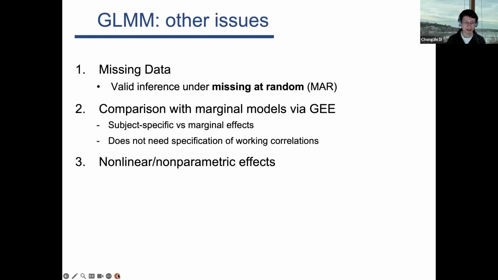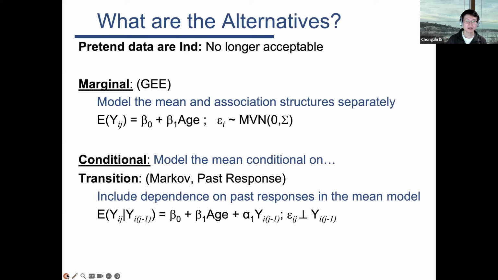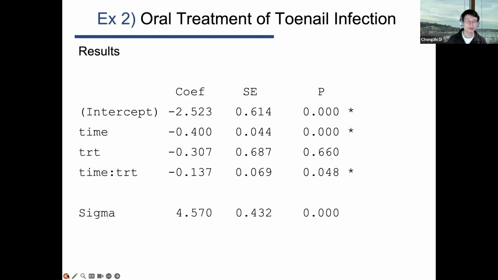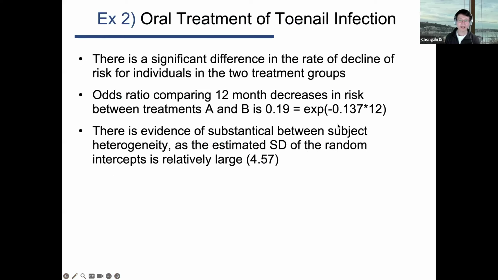Sorry, I need to go back. The odds ratio comparing 12 month differences in risk between treatment A and B is actually 0.2. It's a really strong odds ratio, I think. And there appears to be evidence suggesting that there's substantial within subject heterogeneity.